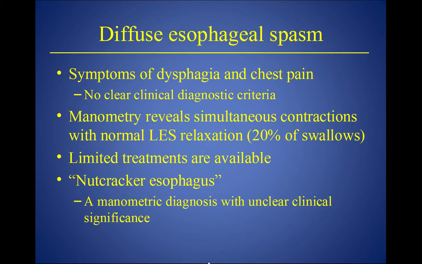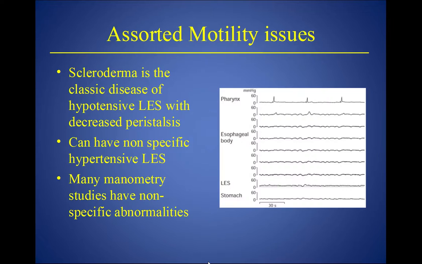Diffuse esophageal spasm is another entity. Symptoms are dysphagia and chest pain. Manometry reveals simultaneous contractions with normal LES relaxation. There are limited treatments for this. And then nutcracker esophagus, which is a manometric diagnosis of a very high amplitude spike of pressure.